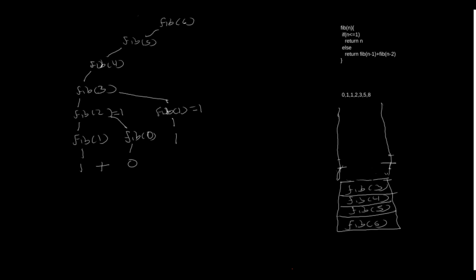And then we're back at fib of 3. Fib of 3, 1 plus 1 from the calls. So let me just put here 1 plus 1. It adds these two up. So now we pop fib of 3 off the stack. We're now at fib of 4.